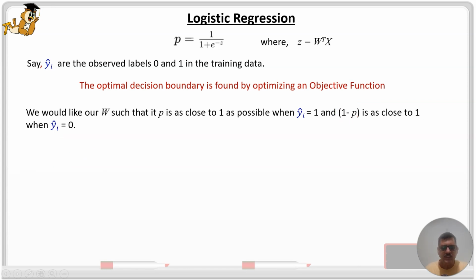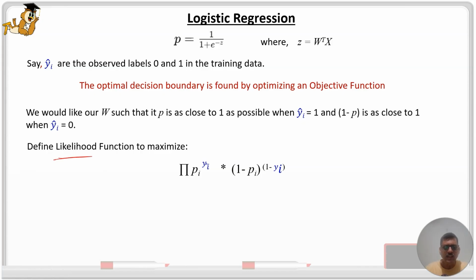Okay, so let's set this up then. We define a likelihood function. This is called a likelihood function to maximize. What would you like to maximize? You would like to maximize pi. You know what pi stands for. It's the multiplication of all of these terms: P of I to the power Y hat I multiplied by 1 minus P of I to the power 1 minus Y hat of I. Okay, this is what you would like to maximize.